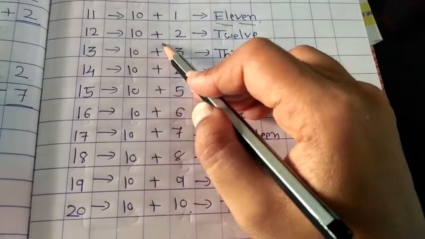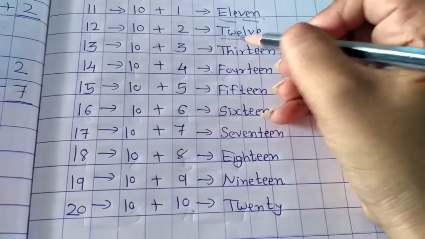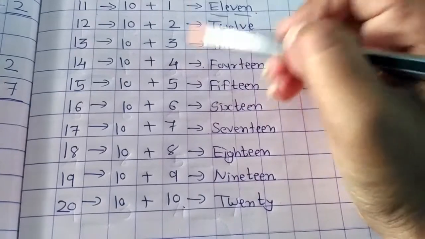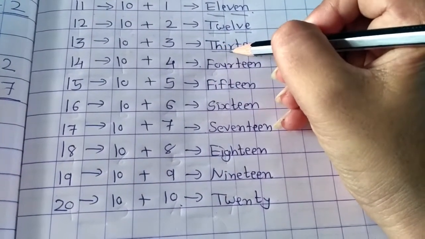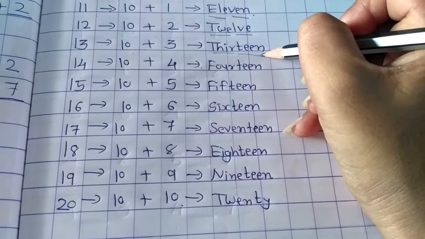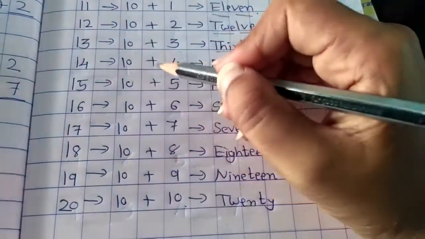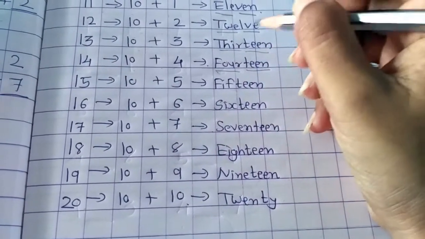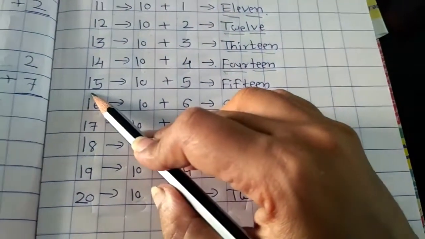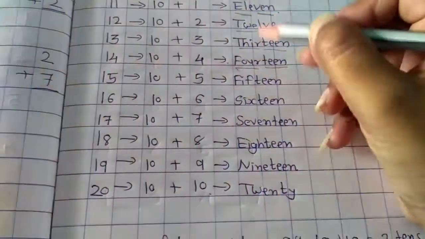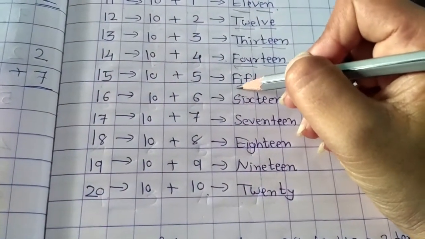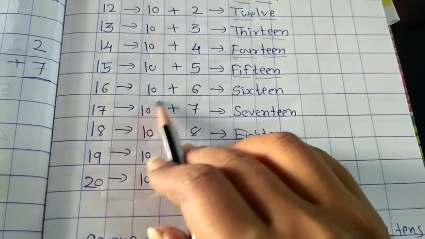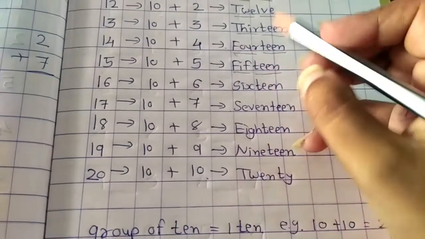12. 10 plus 2 is 12. TWELVE. 12. 13. 10 plus 3 is 13. THIRTEEN. 13. 14. 10 plus 4 is 14. FOURTEEN. 14. Now next number is 15. 10 plus 5 and the spelling is FIFTEEN. 15.